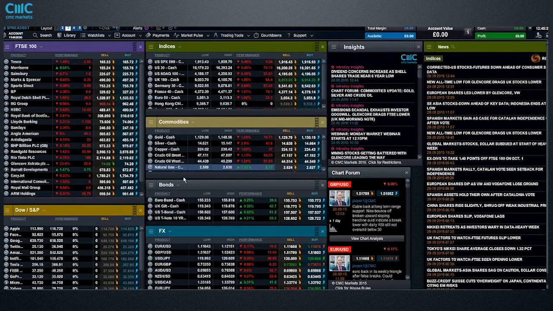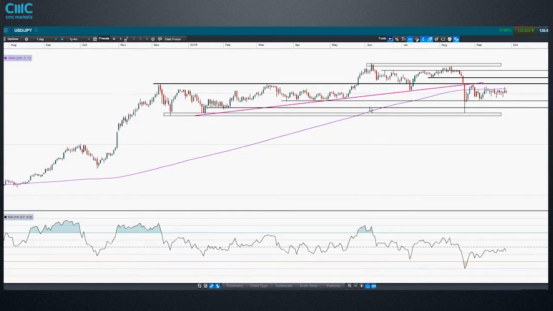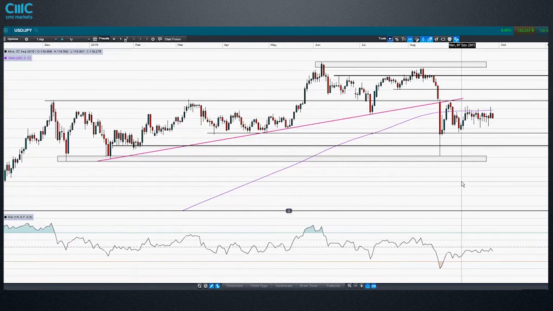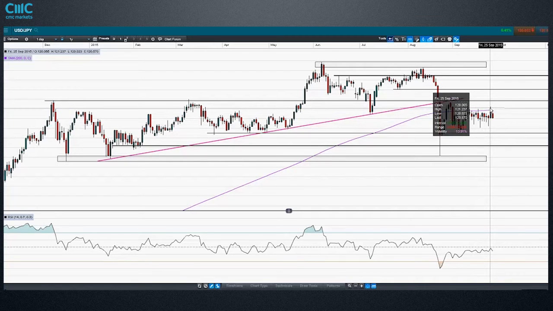Over to dollar yen. Brilliant trading if you're a range trader at the moment. If you were just buying and selling the top and bottom of this range, how many times could you have done that? 8, 10? Nice range trading. It looks very similar to the equity markets, you'll notice. There is a good correlation between the Dow and dollar yen.